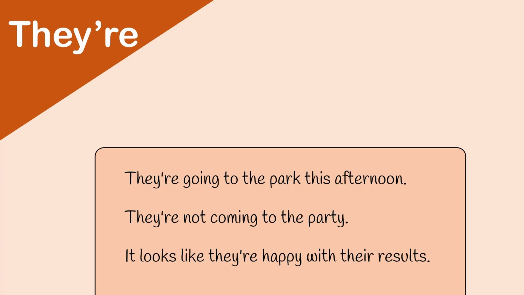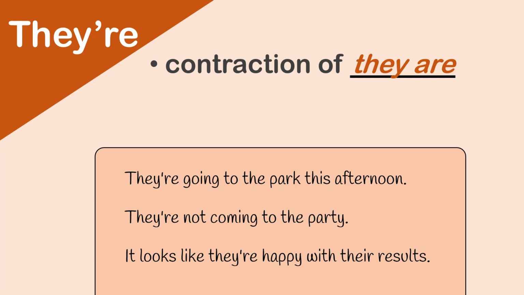The first thing to note is that they're is a contraction of they are. We use it to show that they are doing, feeling, or being something in the present. For example, they are going to the park. They are not coming to the party. It looks like they are happy.